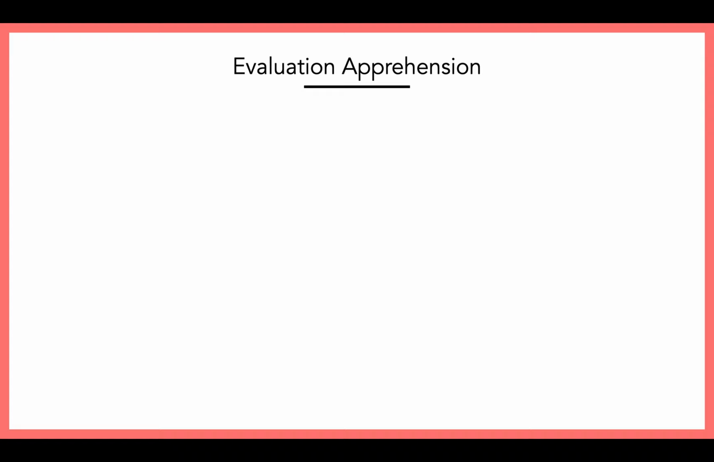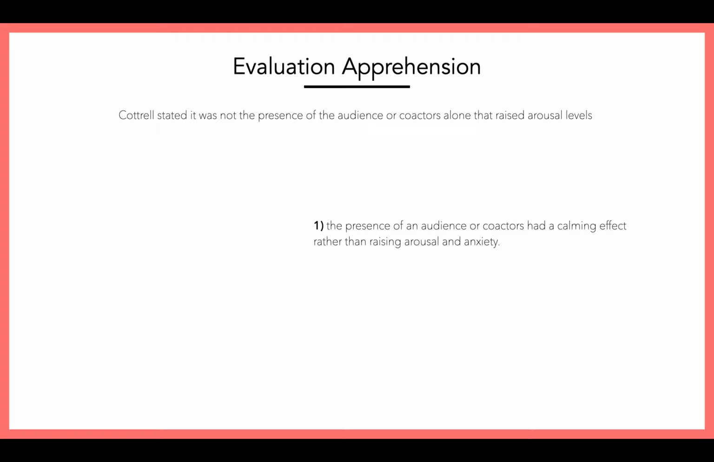However, Cottrell came along and he used this term evaluation apprehension. So Cottrell stated it was not the presence of the audience or the co-actors alone that raised arousal levels. And he actually said something different. He said the presence of an audience had a calming effect rather than raising the arousal of the performer. However, what he did say was that if the audience was there to judge them or evaluate the performance, then that raised arousal. And this led to something called evaluation apprehension. You're a little unsure about performing in front of an audience because you were fearing being evaluated.